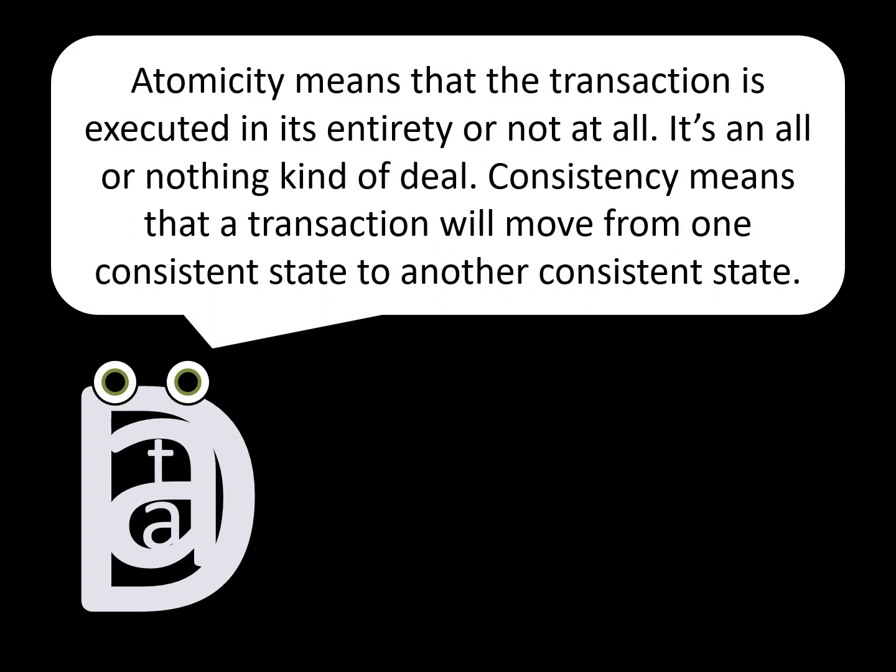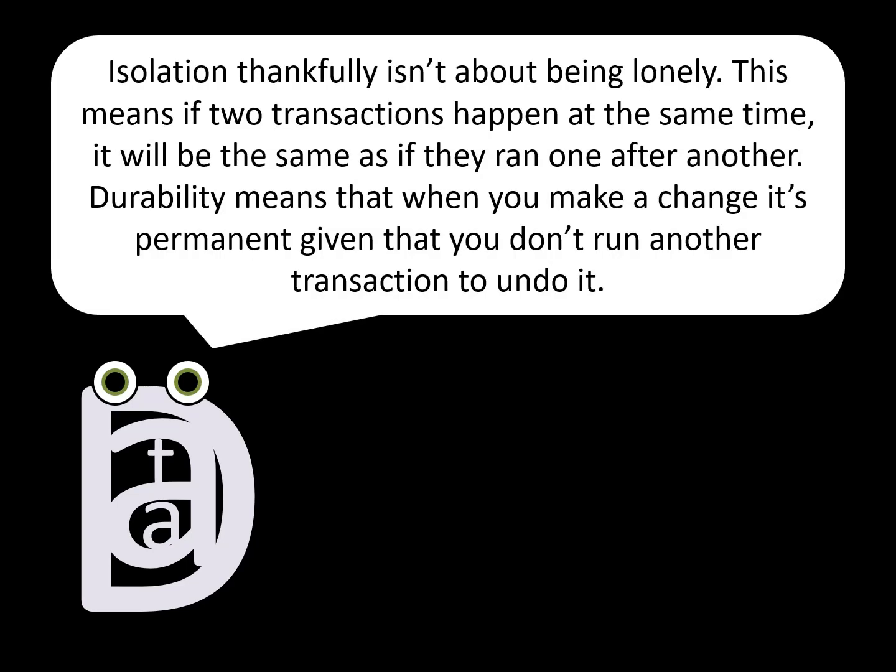Atomicity means that the transaction is executed in its entirety, or not at all. It's an all or nothing kind of deal. Consistency means that a transaction will move from one consistent state to another consistent state. Isolation, thankfully, isn't about being lonely.